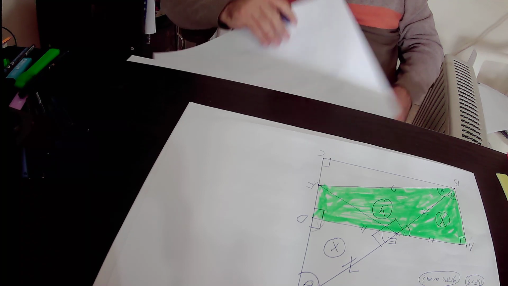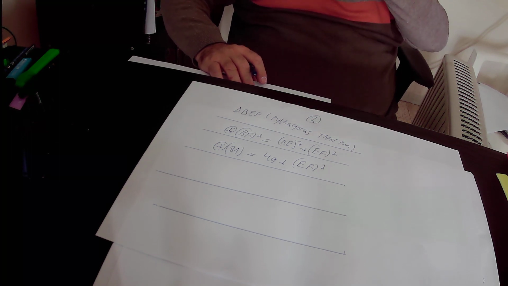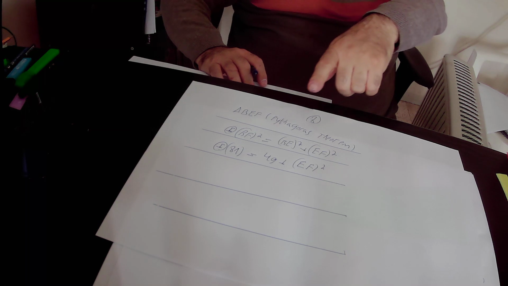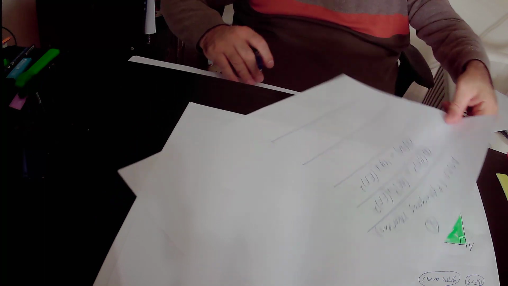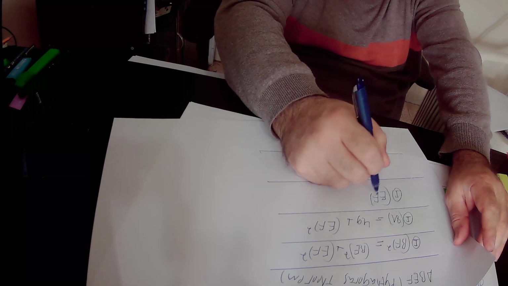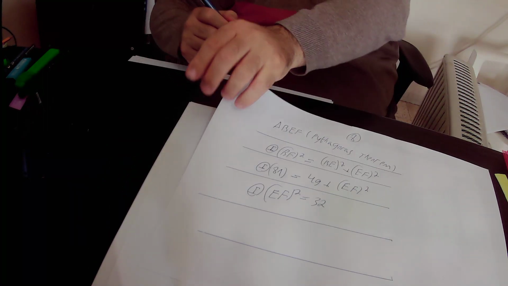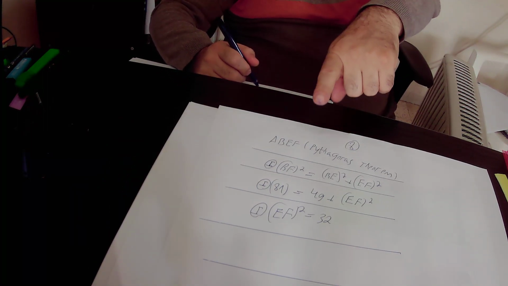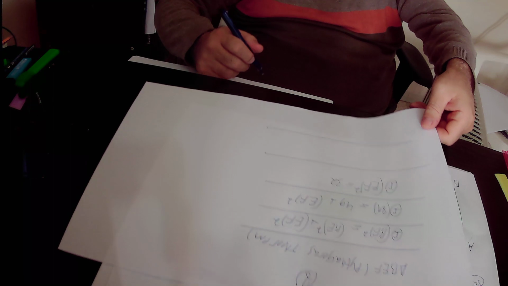So in conclusion, we found out that 81 equals 49 plus EF squared. Here we will subtract 49 from this equation, and we will get that 81 minus 49 is 32. So EF squared equals 32. We will take a root of this equation, and we will get that EF equals the square root of 32.